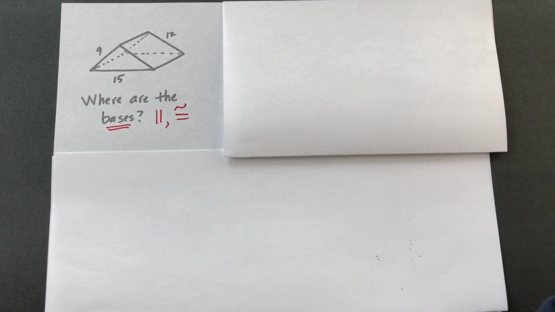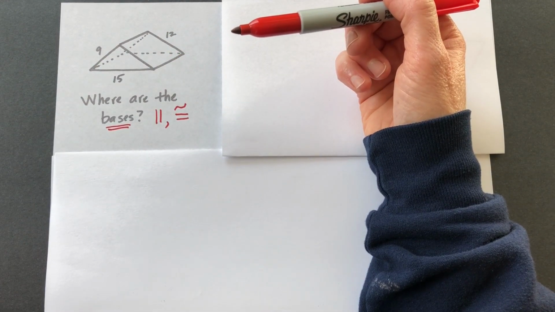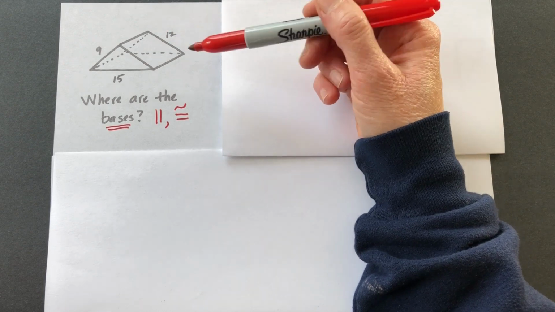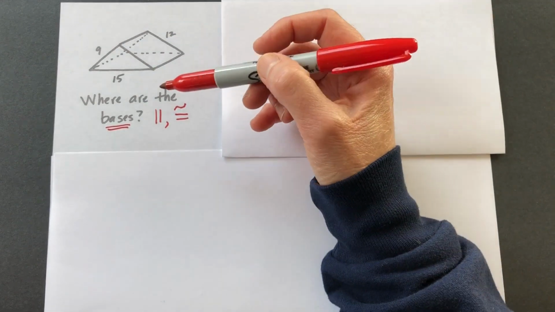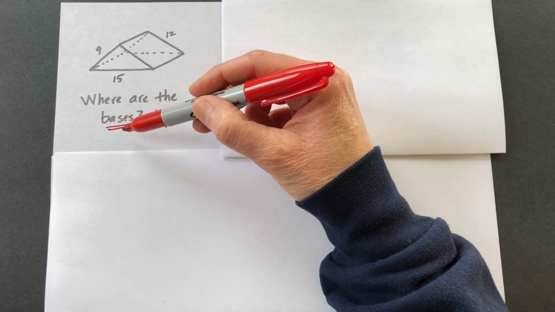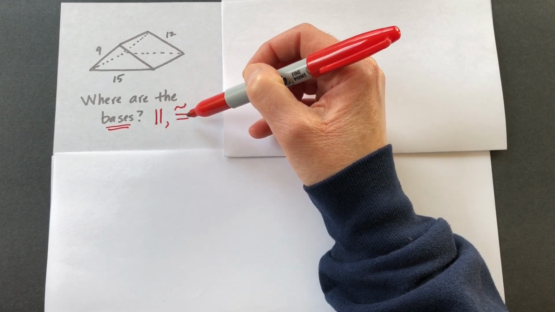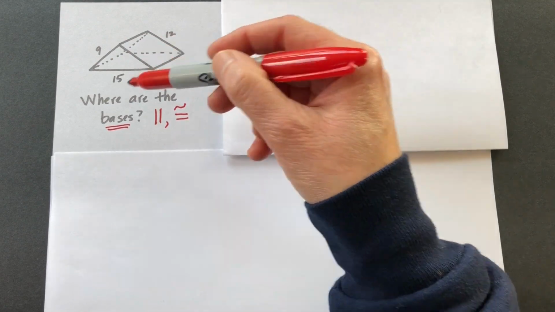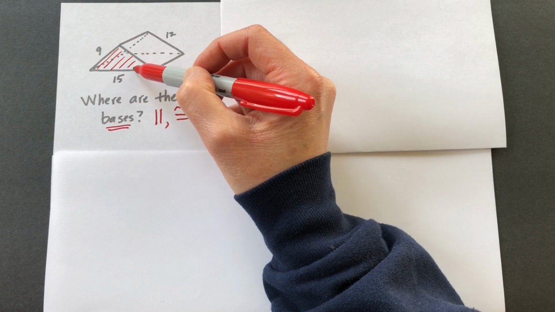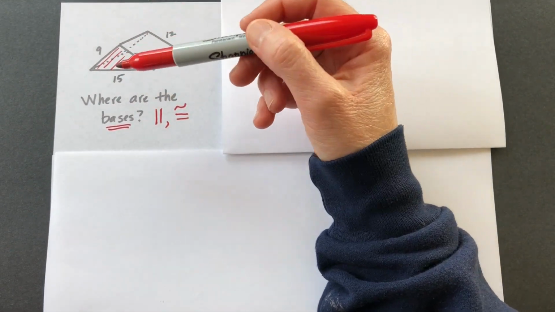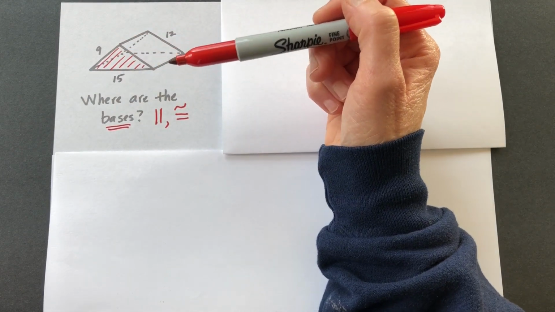I've got a triangular prism here, and the first thing we need to ask ourselves sometimes when we look at these three-dimensional shapes is, where are the bases? You have to remember, for a prism, there are two bases, and they have to be both parallel and congruent. So the only faces on this shape that are both parallel and congruent are these triangular faces. And here in the orientation shown, that's actually the front and the back, not the top and the bottom.